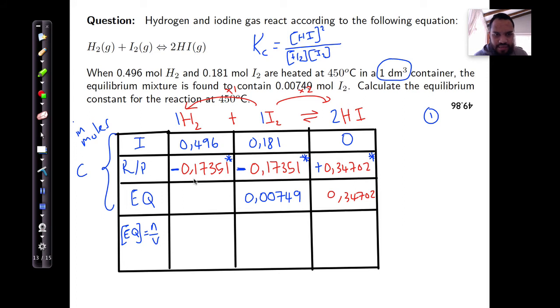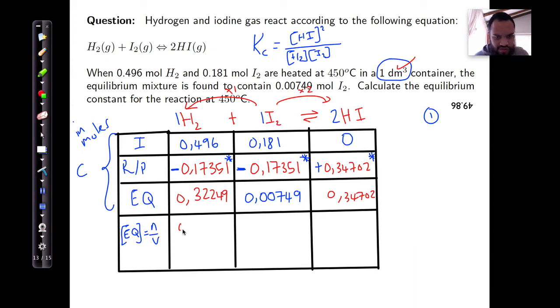This thing minus this thing must give me, that's 0.496 minus 0.17351. And that's going to give me an answer of 0.32249. Now people, in the last row over here, you're going to use the volume. In this case, it was very, very easy. In the next examples, we'll probably do something a bit more challenging. So in this case, it's just going to be as simple as saying it is 0.32249 divided by 1 decimeter cubed, because you take this row and you divide it by the volume, and then you get your answer for this one.